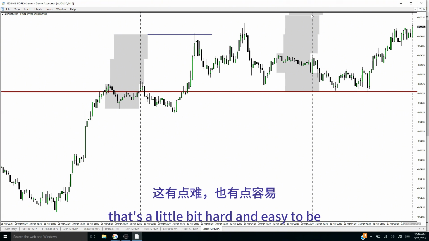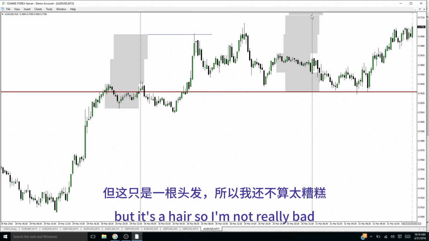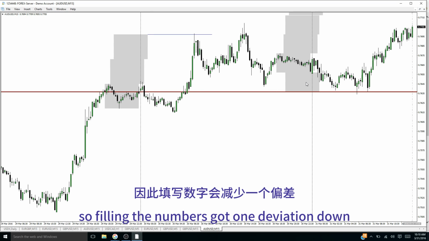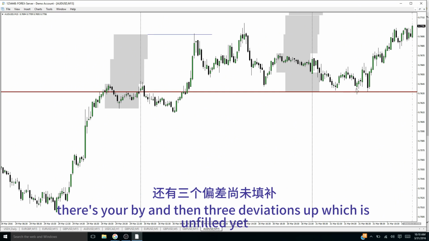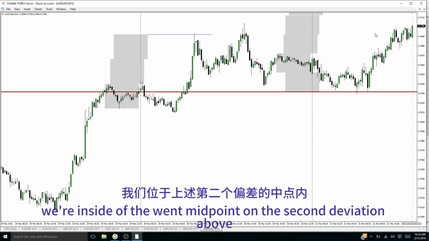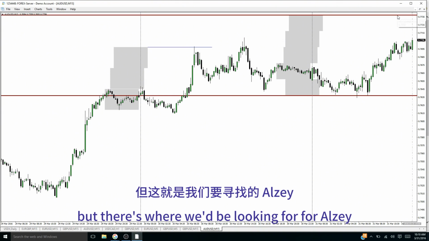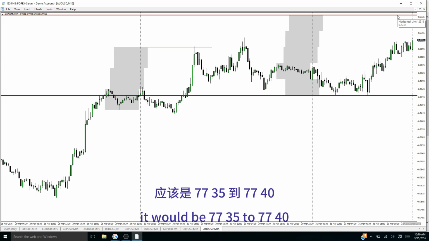That's a little bit higher than it needs to be, but it's just a hair, so I'm not worried about it. But this is a standard buy template. Filling in the numbers, you've got one deviation down. There's your buy, and then 3 deviations up, which is unfilled yet. We went to the midpoint on the second deviation above. But there's where we'd be looking for Aussie. It would be 77.35 to 77.40, thereabouts.